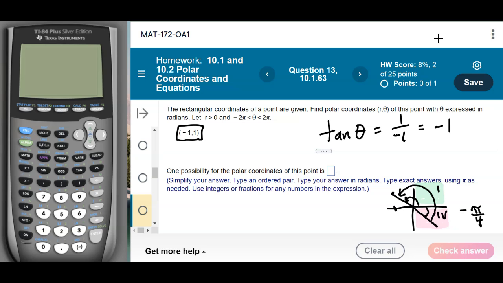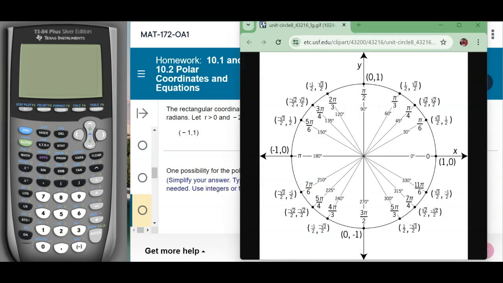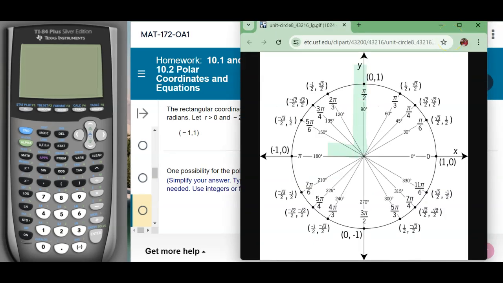But this is how I do it. I don't use inverse tangent at all for this. I just look at tangent is negative, and I'm in quadrant 2, and I figure it out from that. So I know I'm here in this part of the circle, and tangent is negative 1 right here at 3 pi over 4 in quadrant 2. The other way I know is this is point negative 1, positive 1. The x coordinate is negative, the y coordinate is positive, but they're opposites, and that happens right there.